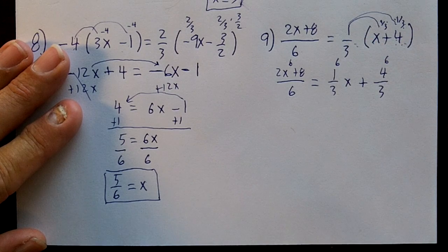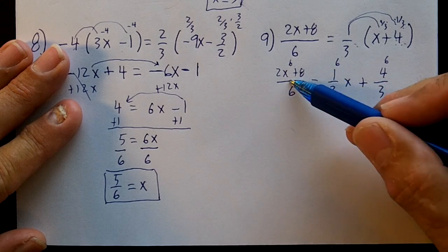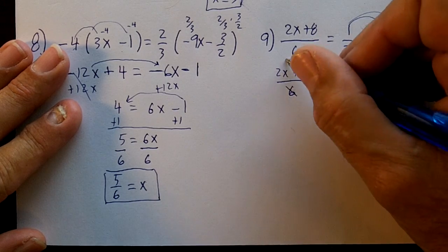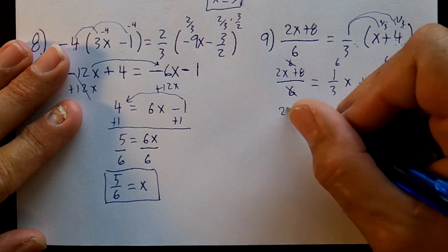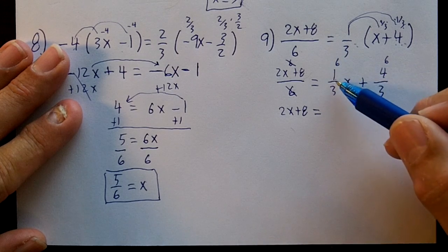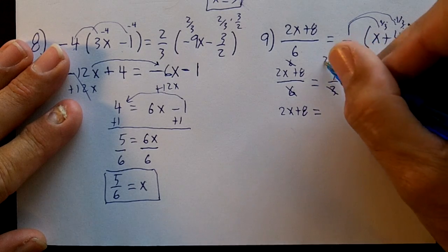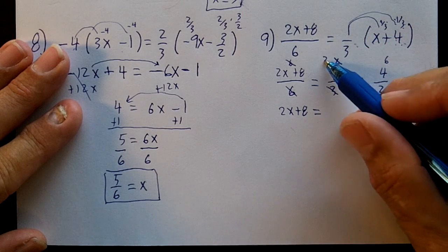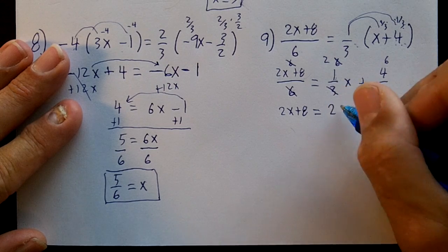the 4/3. Now then, what is 6 divided by 6? 6 divided by 6 is 1. The 6 is crossed out. And all that's left right here is 2x plus 8. Equals, what's 6 divided by 3? 6 divided by 3 is 2. Remember, a fraction means divide. What's 2 times 1? 2 times 1 is 2, and the letter's x.